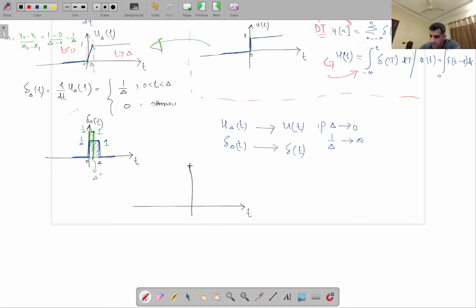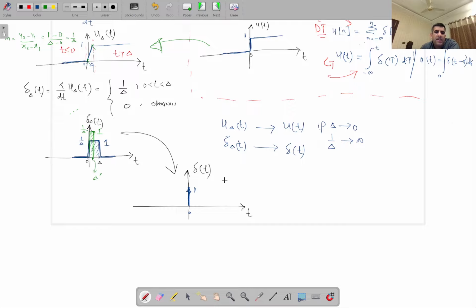So we are now drawing this thing, and this is going to be drawn when delta approaches 0 and 1 upon delta approaches infinity. So how we are going to represent the continuous time unit impulse signal is this way. We are going to draw a line at 0 with an arrowhead like this and 1 written over here. So what does this mean now? This is the representation of the continuous time unit impulse signal.